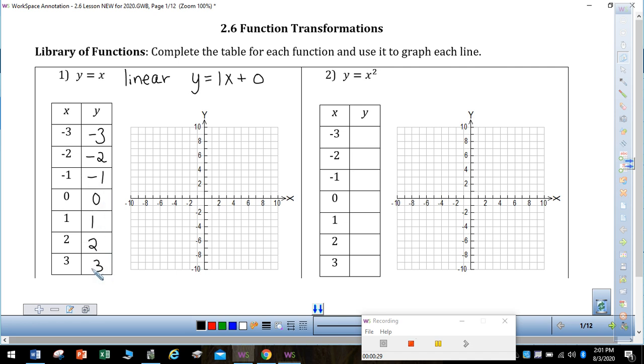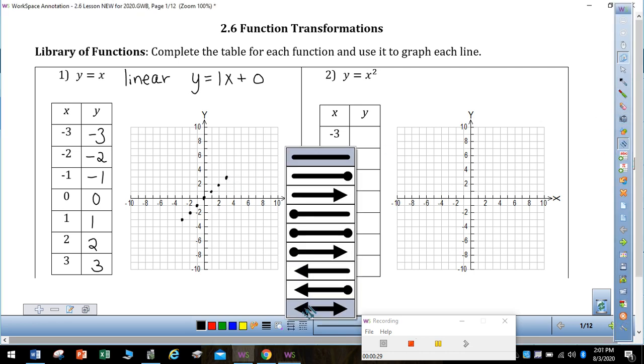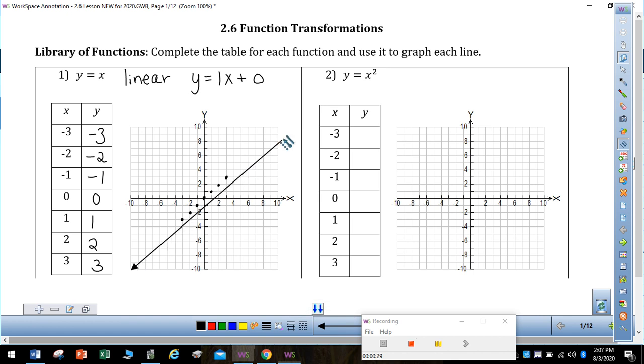Now all of these are ordered pairs that we're going to plot on our graph. So we've got negative 3, negative 3; negative 2, negative 2; negative 1, negative 1; 0, 0; 1, 1; 2, 2; 3, 3. And sure enough, we can see that it has a slope of 1 and it has a y-intercept of 0. So let's go ahead and draw a line connecting those. Now let's take a look at our next equation.